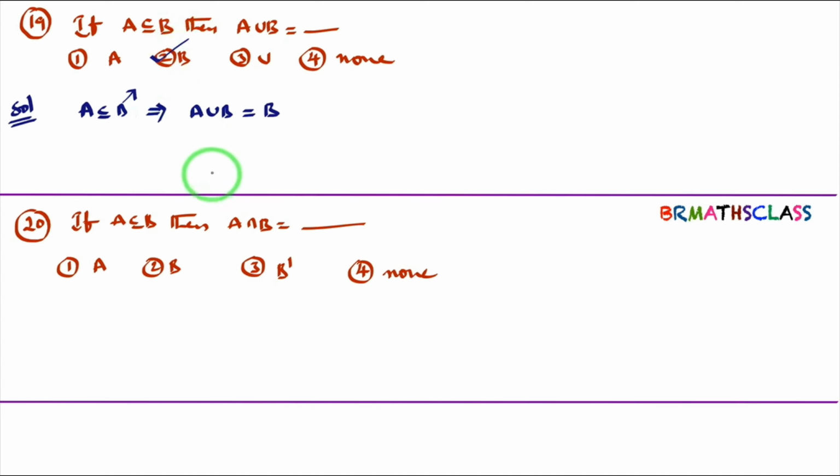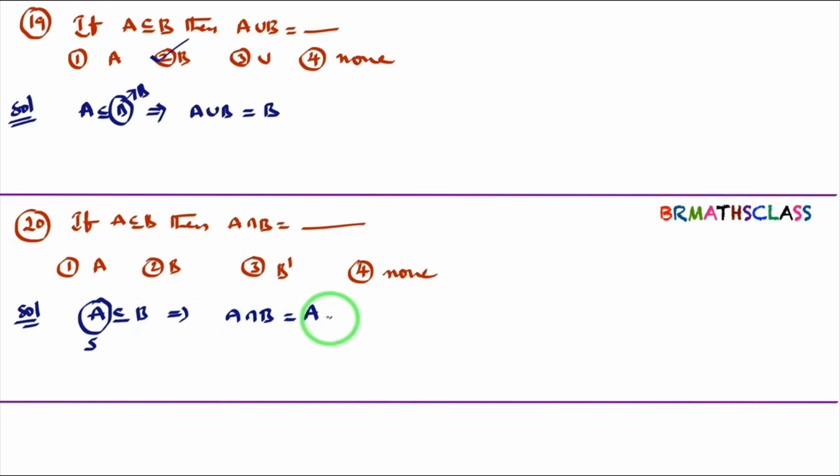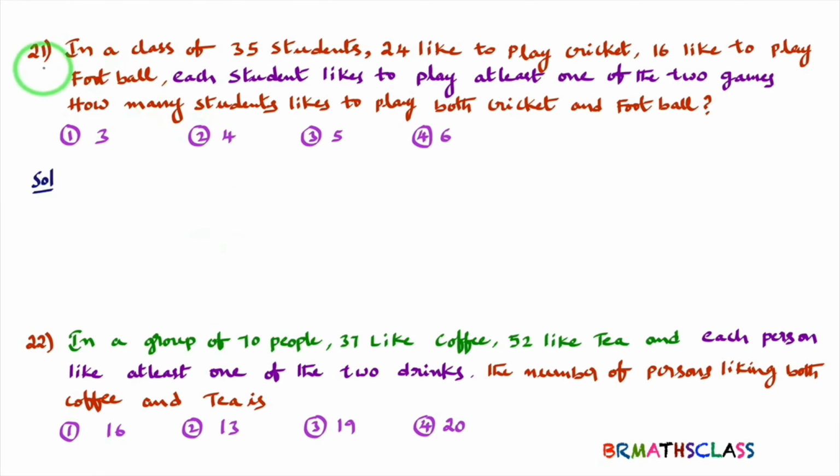You should remember. You see this 20th question. A is a subset of B. When A is a subset of B, what are they asking? A intersection B. When we do intersection, we will get the smaller set. When A is a subset of B, which one is the smaller set here? Here A is the smaller, here B is the bigger. Try to understand. A is the smaller set, B is the bigger set. When we do intersection, we will get the smaller set only. What is the smaller set? Smaller set is A. You please see question number 21.